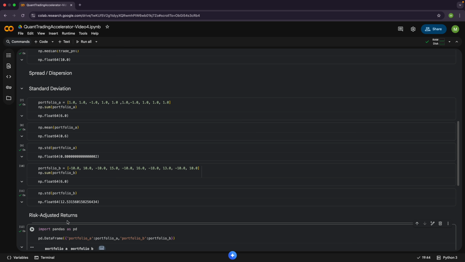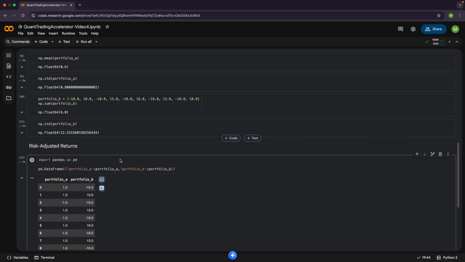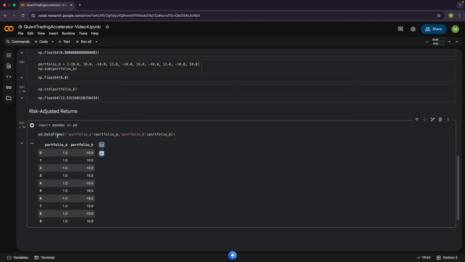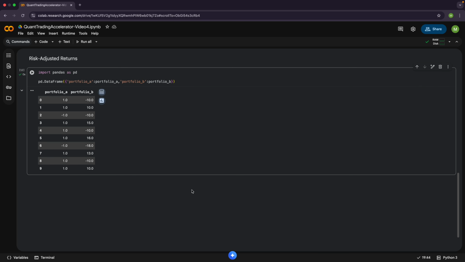So for example here, I'm going to just run this. It's exactly the same data, but now we're representing it as what's called a data frame. A data frame is essentially a table, and you can see more visually, you can compare each element in the time series. This is a time series for portfolio A, and this is a time series for portfolio B. Now that we've got it in a data frame, it just makes it a lot easier to calculate and benchmark each portfolio.